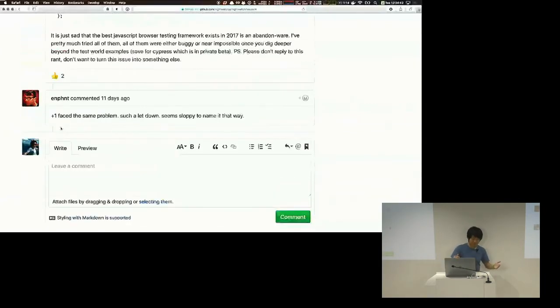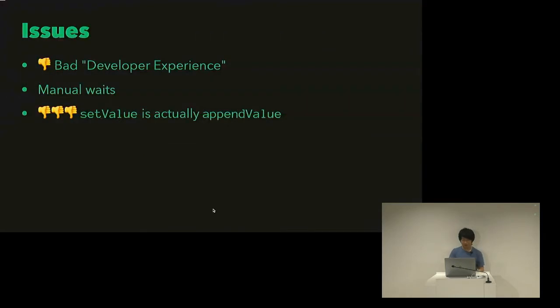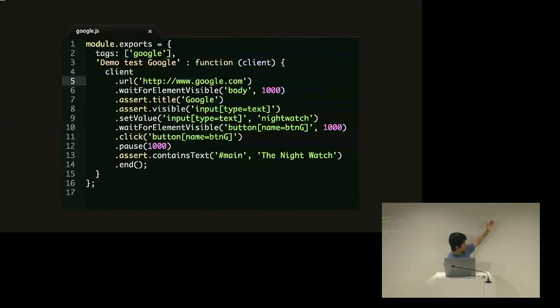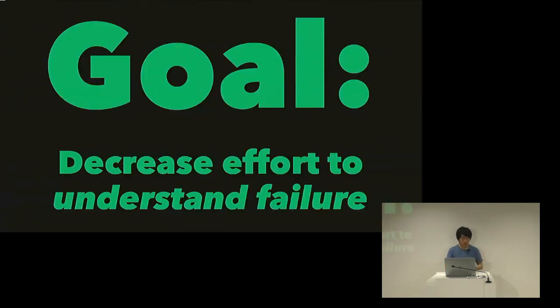So after I saw this, I was like, cannot trust anything else about this tool if it can't get something so simple right. And this is what a test written in that looks like, which, as you can see, the manual waits, which is terrible, the chaining stuff, it's all bad. And this is the example that's advertised on the website as well.